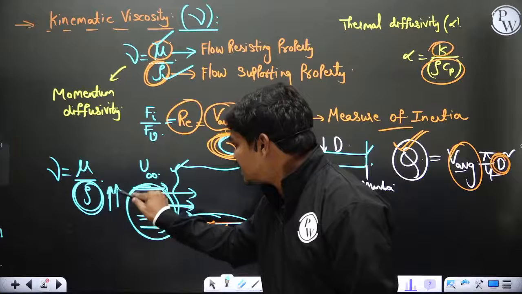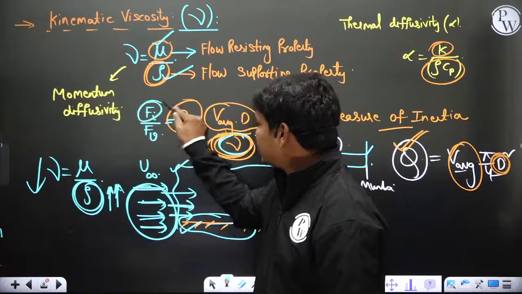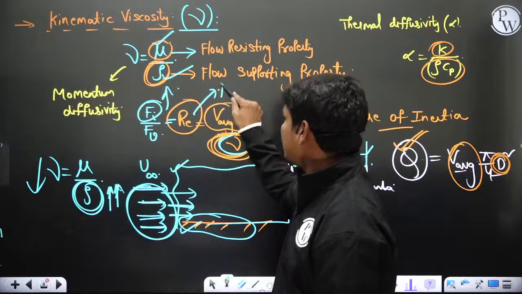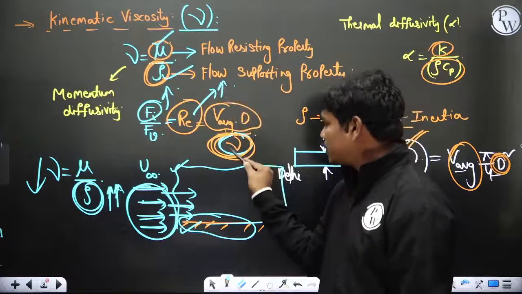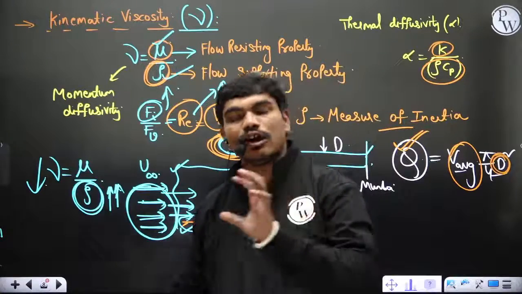If this density is high, that means this kinematic viscosity is low. If this inertia force is high, obviously density is high, this Reynolds number will be high. Okay, and in this expression, if you put nu as low, then Reynolds number is high. That's how, physically or mathematically.